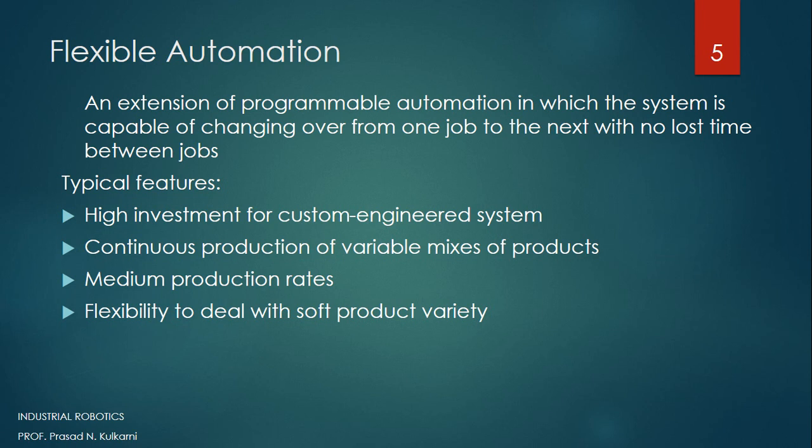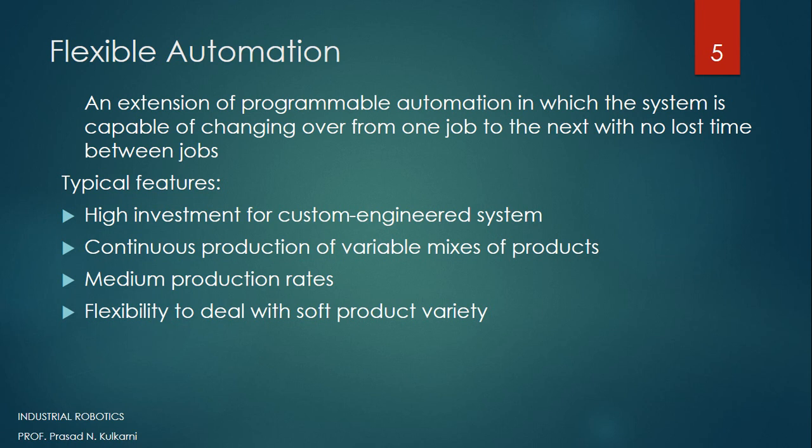That's why, whenever the money comes, there is high investment in automation. Now the second feature is continuous production of variable mixes of products. You can mix the product variables and variations, you can make as many variations as you want. That's okay with flexible automation because we are designing the complete setup accordingly. Now the medium production rates. The production rate is medium: not like fixed automation where it is more, not less like programmable, but medium.